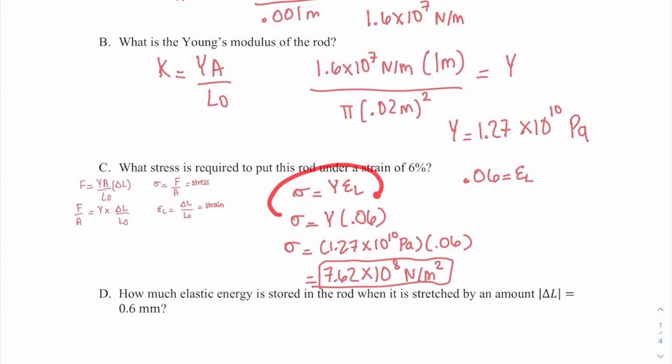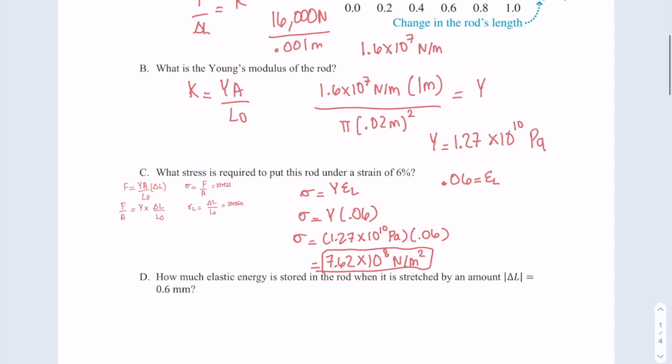If they gave you, for example, the strain here, and you had Young's modulus, you can figure out the stress, or vice versa. If you had the stress and the strain, or the strain and you want to figure out Young's modulus, you can do that. Or if you had the stress and Young's modulus, but you want to figure out the strain, you can do that as well. But the idea here is that you have to have a decent amount of the values available.